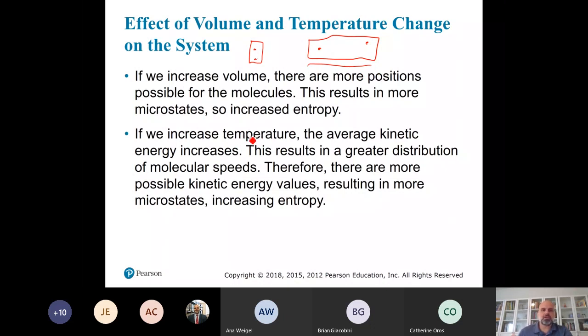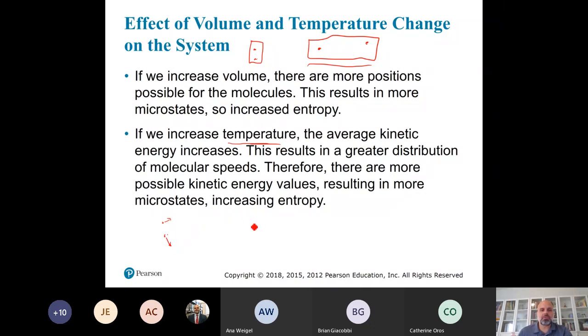Same thing if we increase the temperature: the average kinetic energy increases. This results in a greater distribution of molecular speeds. Therefore, there are more possible kinetic energy values, resulting in more microstates, which increases entropy. Again, we have the same thing, right? Initially you have cold molecules. They're each moving very slowly, in different directions.